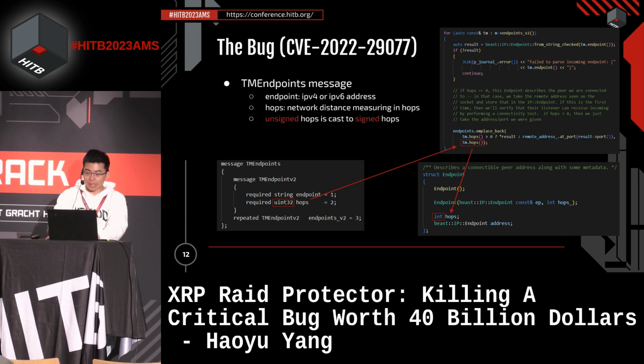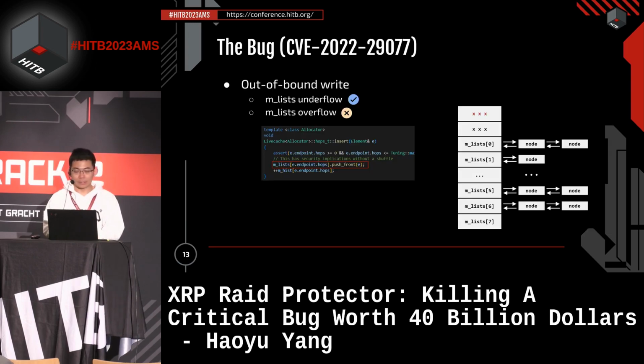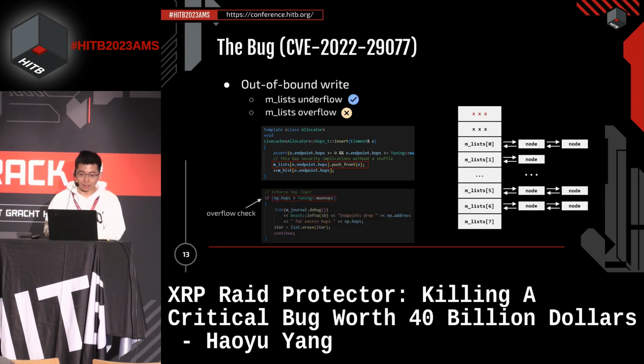It makes it so an endpoint with a negative hops can be added directly into the lab cache and causes the mlist array underflowing. Well, there is verification that ensures the hops is not larger than max hops, so the overflow is impossible. That's to say we can only do the OOB write to the memory before mlist.